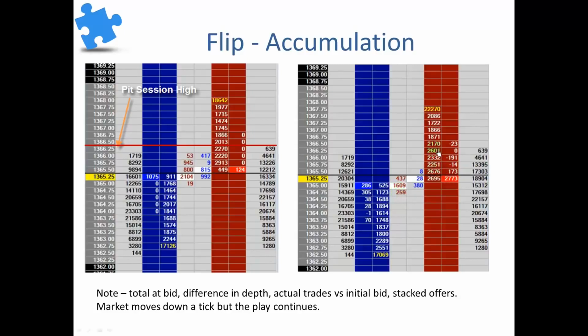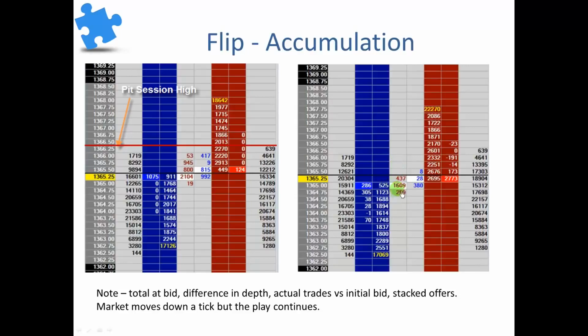And again, look at the offers. 2,600, 2,200. Look at the bids. 1,600, 1,800. Okay, so yeah, it's moving down. I've got really ridiculous offers following the market down. Yeah, looks like it's going to go down.